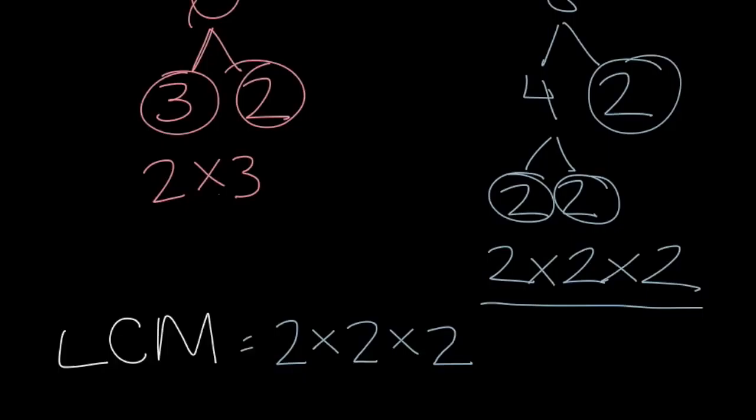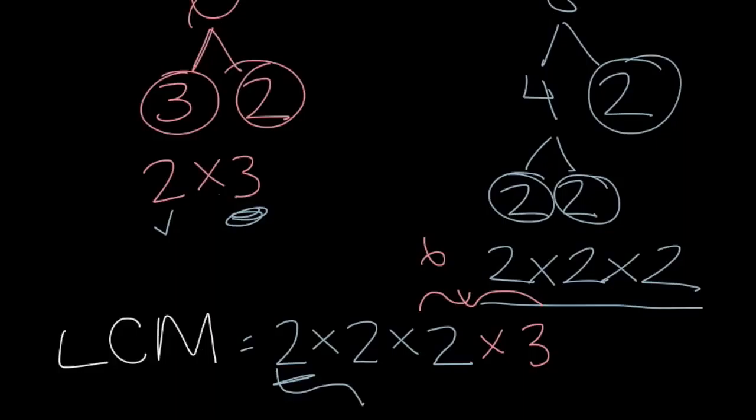And we can then compare that to our 6. So we have a 2 here, and we have that covered, but we don't have our 3 yet, so we need to add that 3 here at the end. So we can see 2 times 3 represents 6, and 2 times 2 times 2 represents the 8. And when we multiply 2 times 2 times 2 times 3, that gives us a least common multiple of 24.